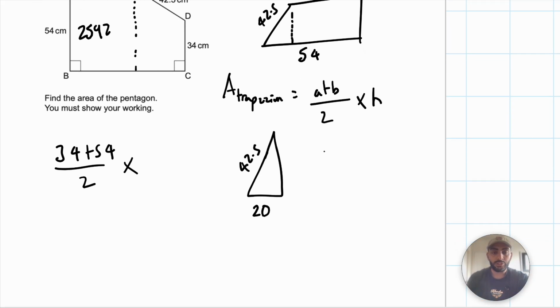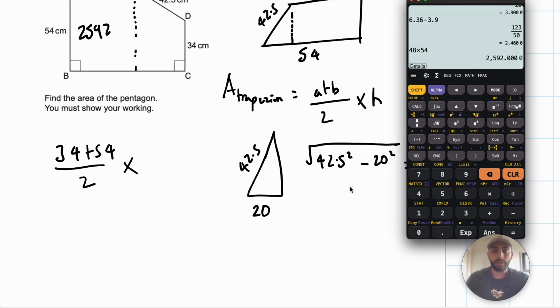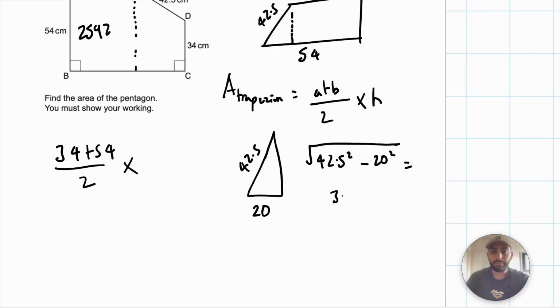I'm trying to find one of the shorter sides. So I'm going to do the square root of 42.5 squared, taking away 20 squared, and square root all of that, and that will give me my height. So 42.5 squared, take away 400, which is 20 squared, and that leaves me with 37.5.